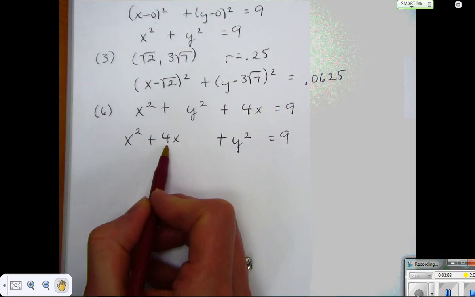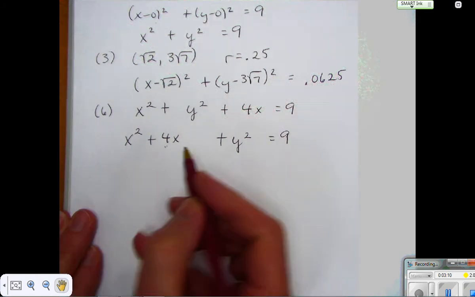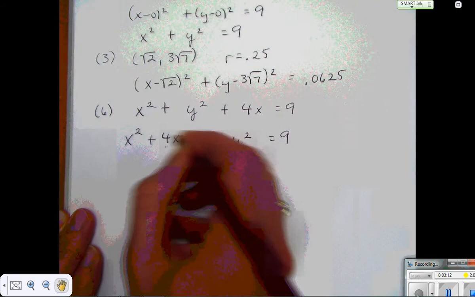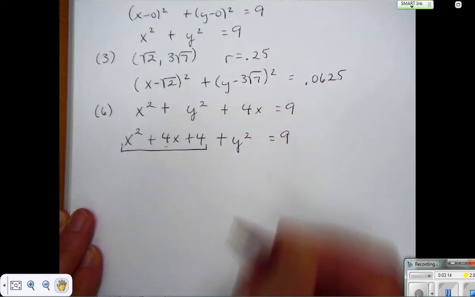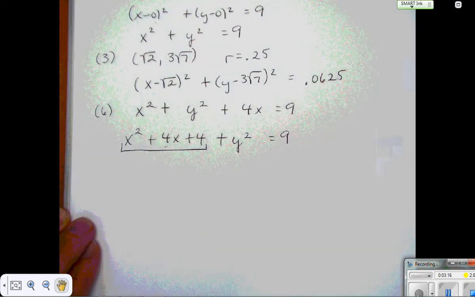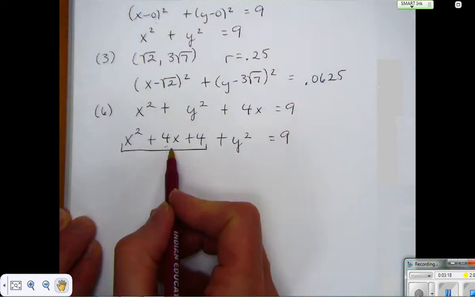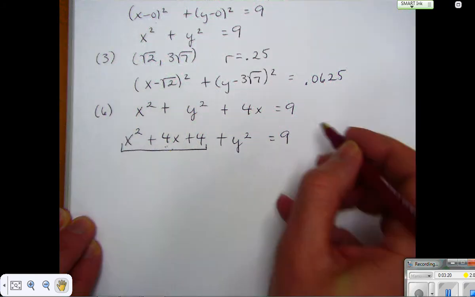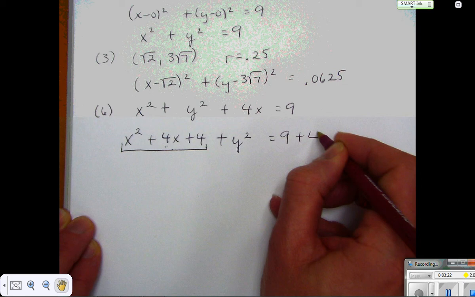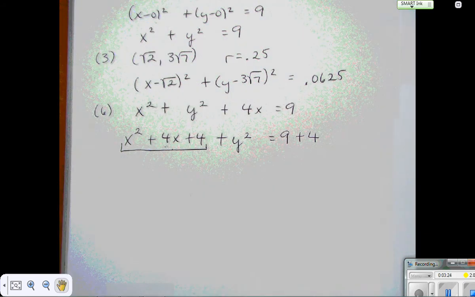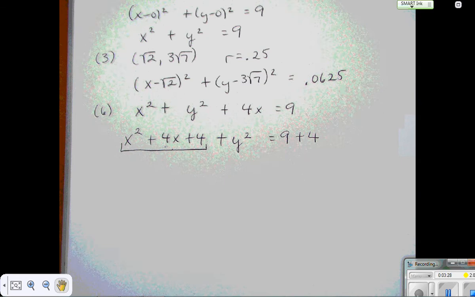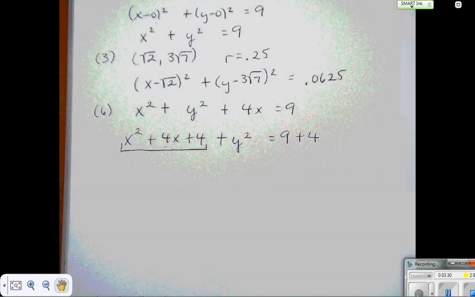So I'm going to complete the square for the x's now. I'm going to take the linear coefficient, divide by 2, and square it. So that means I'm going to add 4. So now that's a perfect square trinomial. But to keep it balanced, if I add 4 on the left side, I'm going to add 4 on the right side. When you're working with circles, you're going to work on both sides of the equal sign. The parabola is the only one that you're going to work on just that one side. Everything else we're working on both sides.